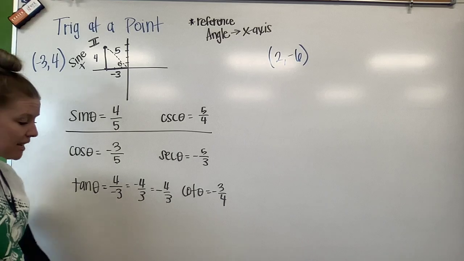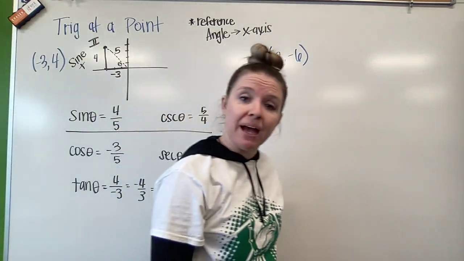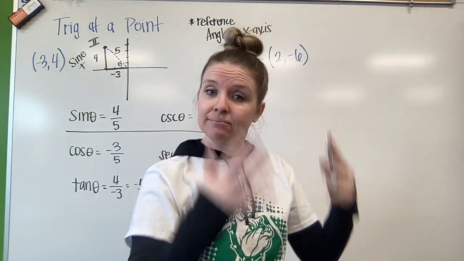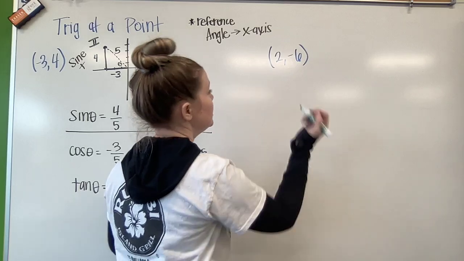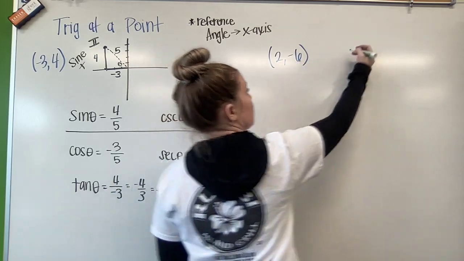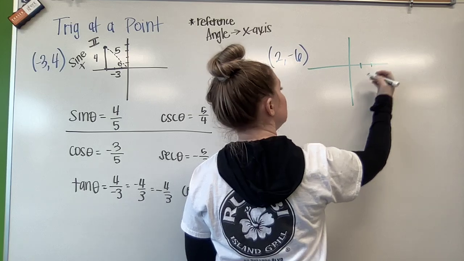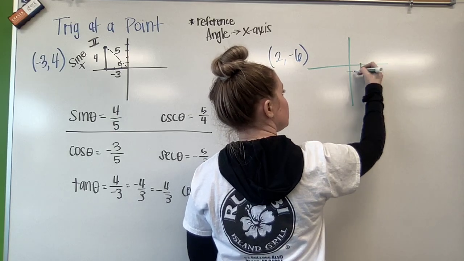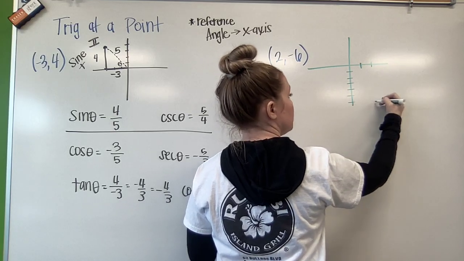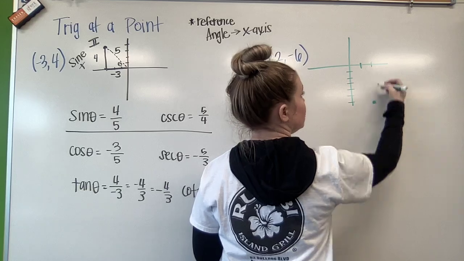Okay, I've got a second example here. If you want to give it a shot, then come back and check to see how you did. Let's take a look. Again, I'm going to start by plotting my point. So 1, 2, then I'm going to go down -6, and I get this point.